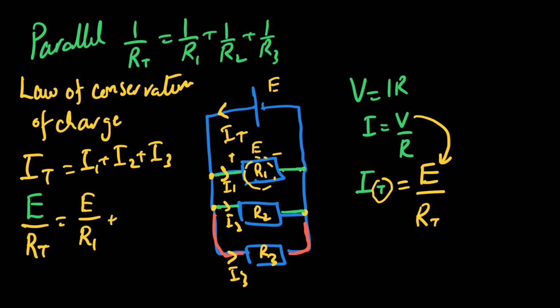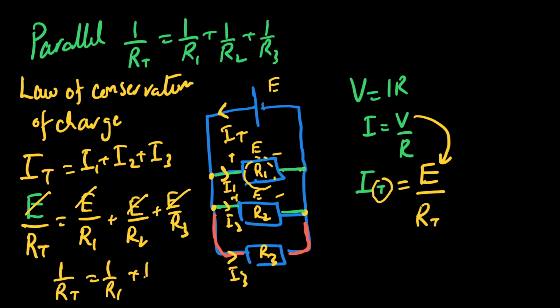now again you come to the lower one, the EMF is E, but because you're talking of a particular current over here, which is this one, so you end up writing E over R2 plus E over R3. So the E's get cancelled and you end up getting 1 over R total is equals to 1 over R1 plus 1 over R2 plus 1 over R3.